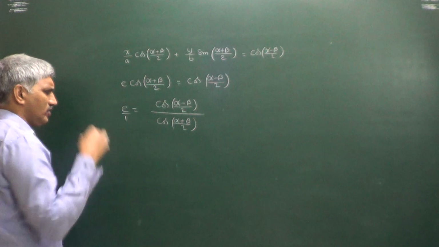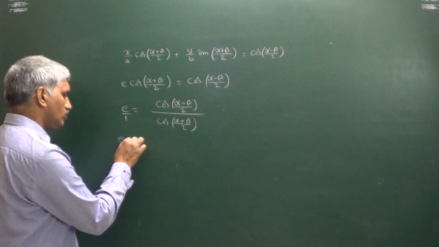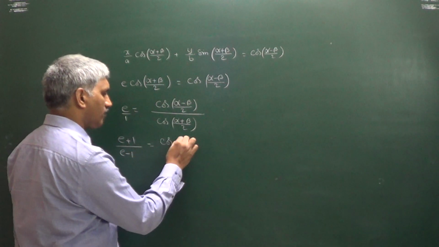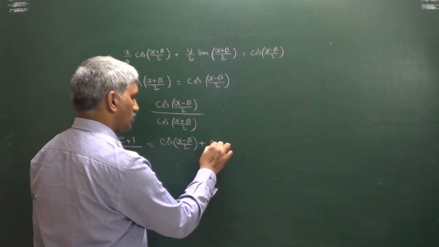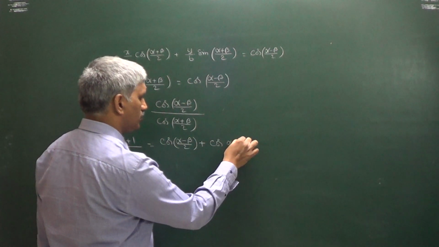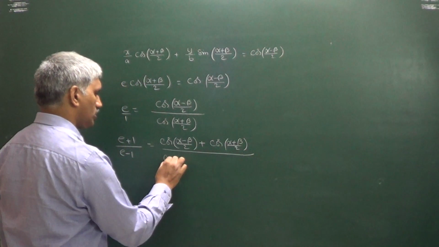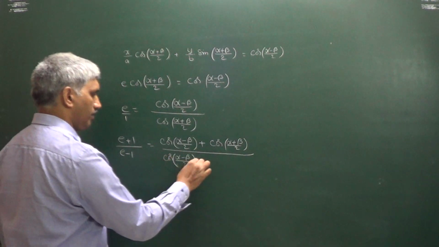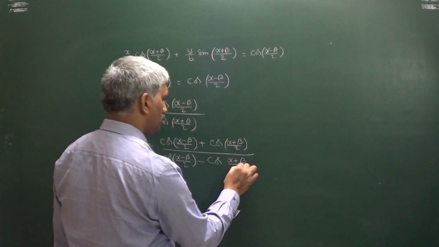Now if this one has e by 1, if you apply componendo dividendo, what happens? (e plus 1) divided by (e minus 1) is equal to (cos of (alpha minus beta) by 2 plus cos of (alpha plus beta) by 2) divided by (cos of (alpha minus beta) by 2 minus cos of (alpha plus beta) by 2).